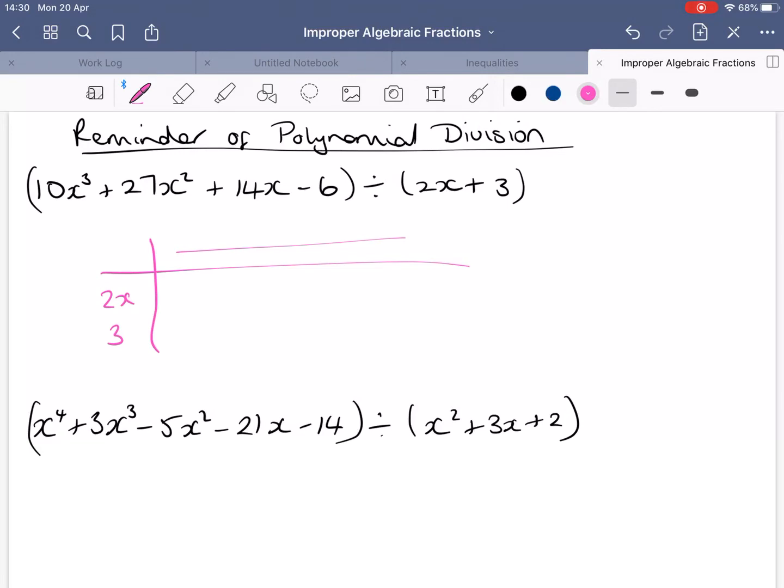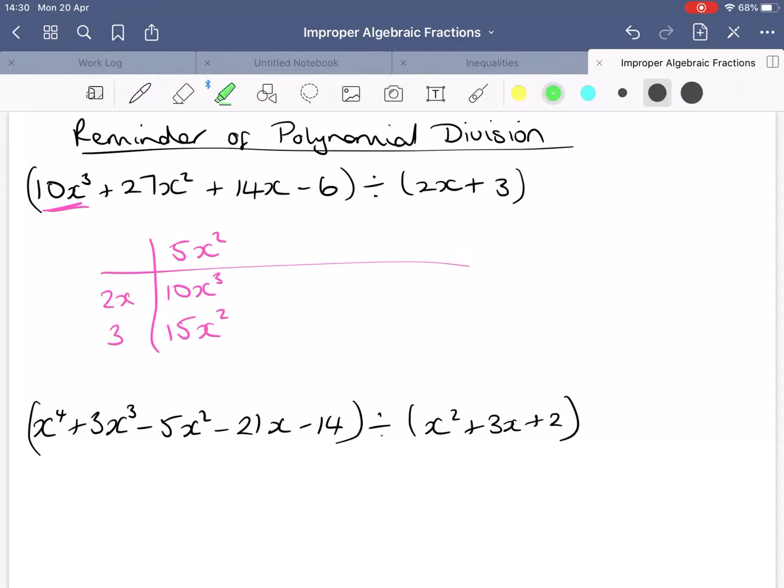Okay, and like I said, we use our reverse grid method. So we started like this and we said, well, we need 10x cubed. So we write the 10x cubed there. What times 2x makes 10x cubed is 5x squared. And then we fill in that column. So we've got 10x cubed and 15x squared.